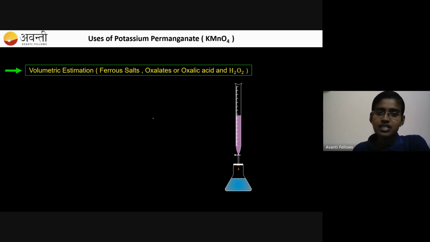So for the estimation of ferrous salt, oxalates or oxalic acid, and hydrogen peroxide, we are using KMnO4. So you can see the system, right? This is called a burette. In this burette we fill the solution. What solution will we fill? We will fill this potassium permanganate solution, which is purple in color. This is a conical flask where we do the reaction by adding drops of KMnO4.